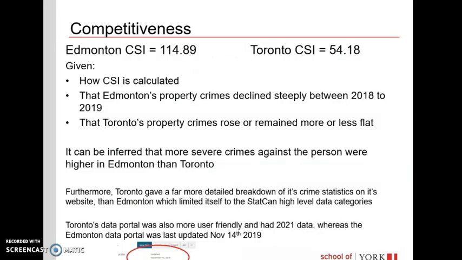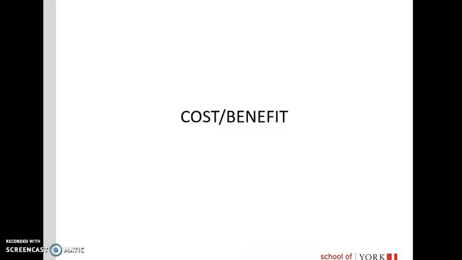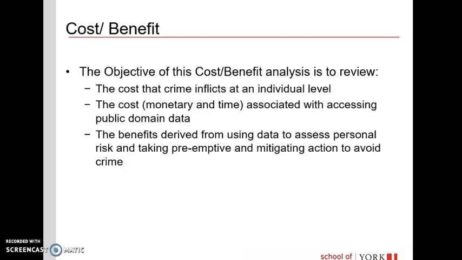Given how the CSI is calculated, it can be inferred that more severe crimes against a person are higher in Edmonton than Toronto. Furthermore, Toronto gave a far more detailed breakdown of its crime statistics on its website, and its data was more updated. Turning now to cost-benefit.